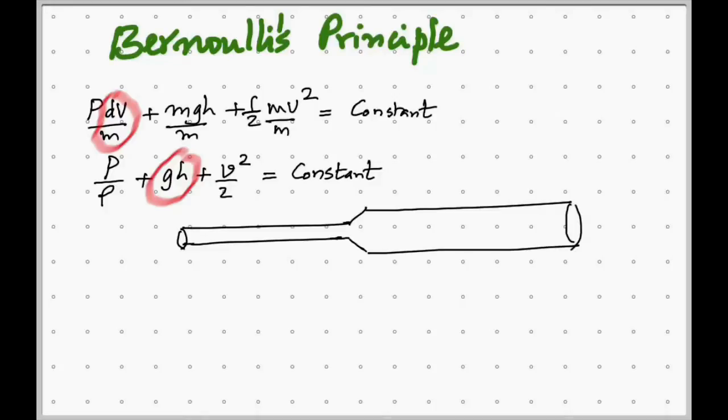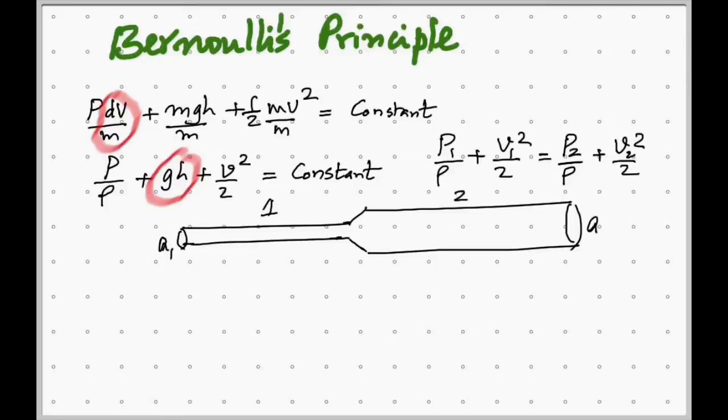And therefore, I'm going to take a little bit more time on this because I think this is almost the end. So P1 by rho plus V1 squared by 2 is equal to P2 by rho plus V2 squared by 2. But I'm calling this 1 and this 2, okay? And again, you have area of cross sections A1 and A2 here. Do you also know the relation? It would be A1 is greater than A2, which means where will it be flowing faster?